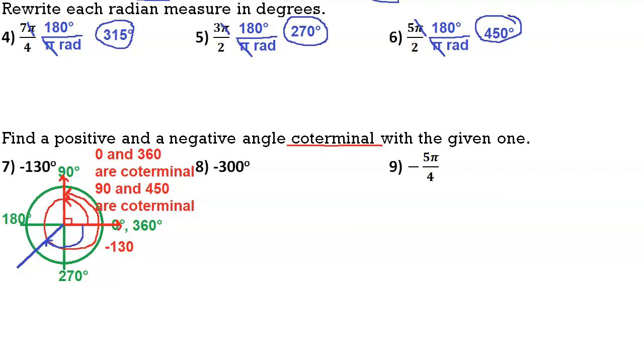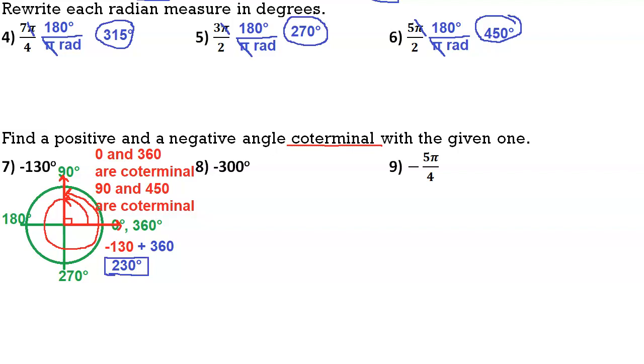Let's talk about what we would need to do here. If you want to go in the positive direction one more turn and then land at the exact same spot, then what you would have to do is add 360 degrees. Okay. So negative 130 plus 360 is 230 degrees. So that is the positive coterminal angle.